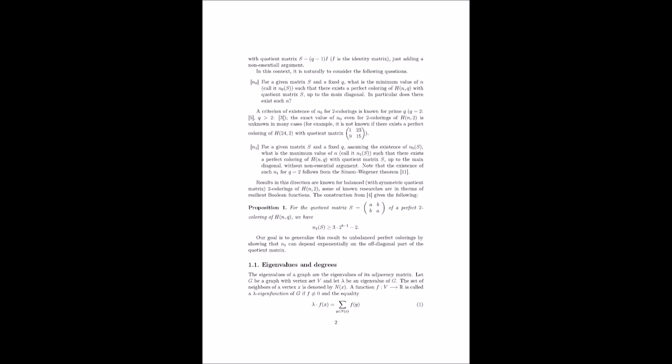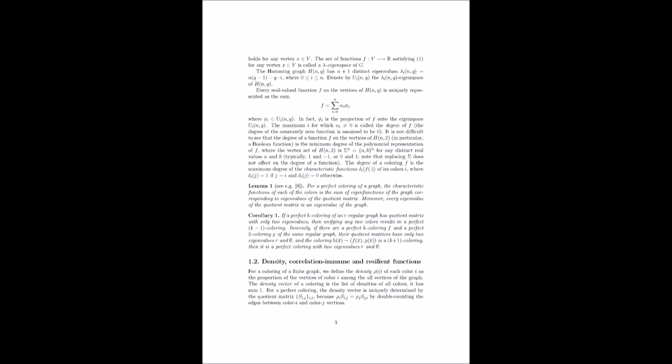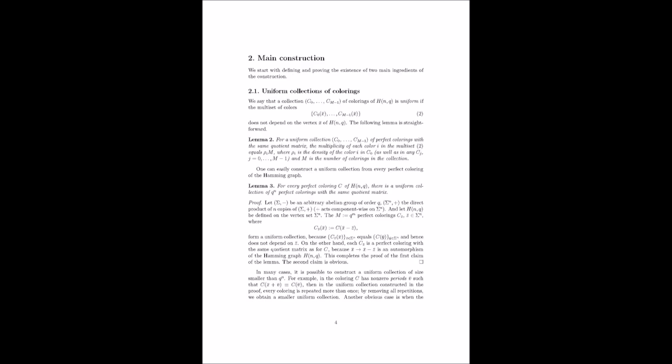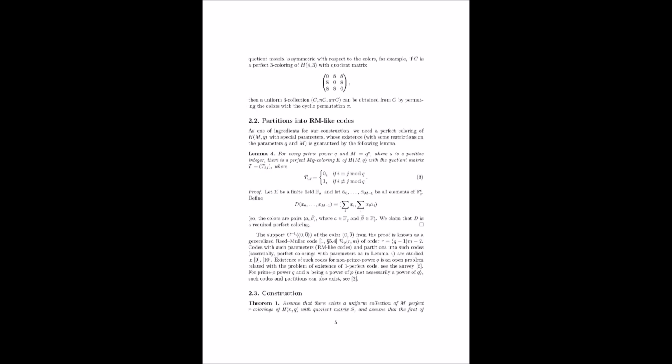Imagine we're building a house. We start with a blueprint, and that's our special perfect coloring from lemma 4. Then we have a set of prefabricated modules representing different parts of the house, like walls or a roof. These modules are the perfect colorings from our uniform collection. Theorem 1 gives us the instructions on how to assemble these modules according to the blueprint, making sure that the final structure not only stands complete but also depends on every single element.